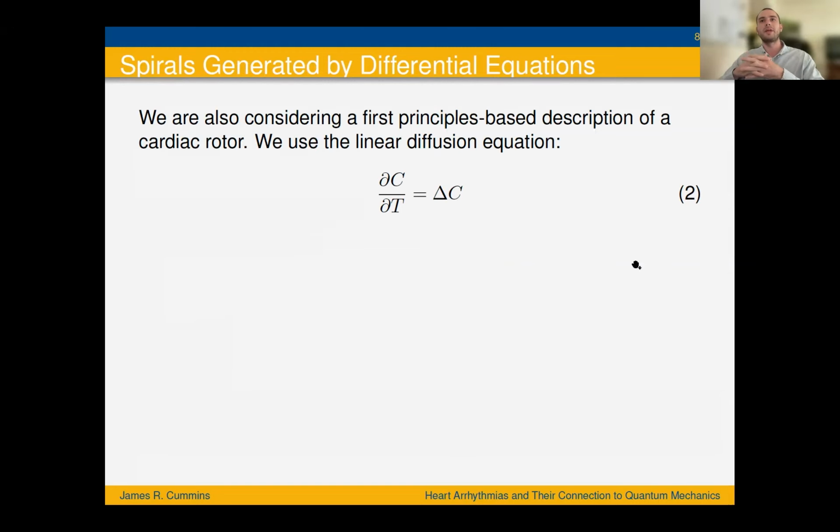So once we have a model for our cardiac rotor, we try to find different candidates for the spiral-shaped electrical wavefront. Through various readings through the research, we were able to see that the linear diffusion equation actually produces a spiral-shaped electrical wavefront.